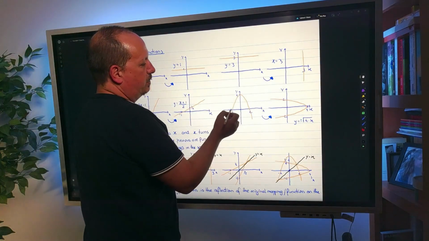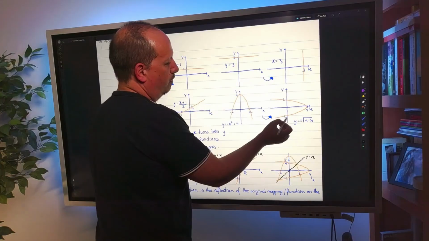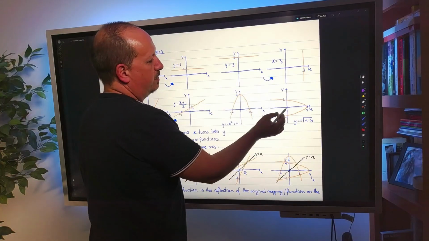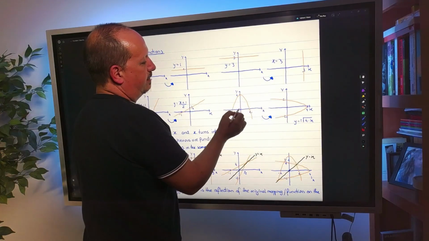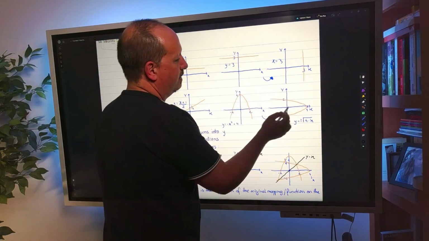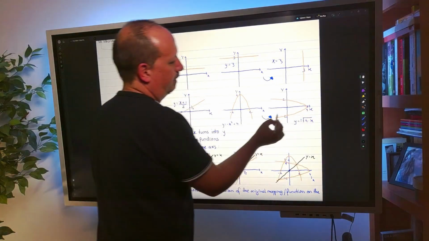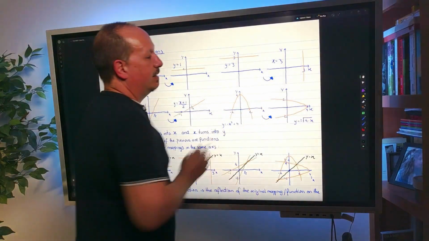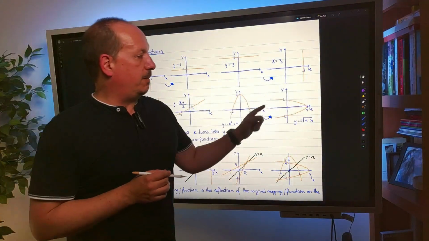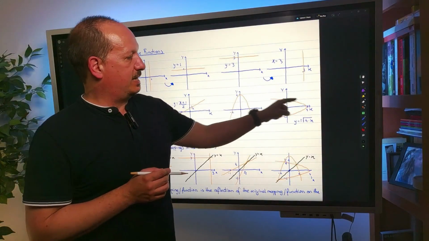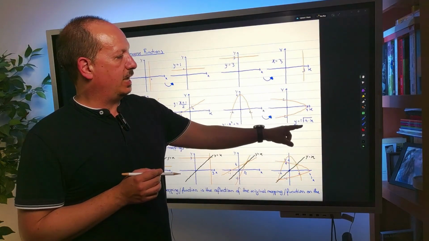So the (minus 2, 0) becomes (0, minus 2). The (2, 0) becomes (0, 2). And the (0, 4) becomes (4, 0). And then, if you try to redraw the parabola, this is what you would get. If you try to get the equation of this line, this is what you would get.